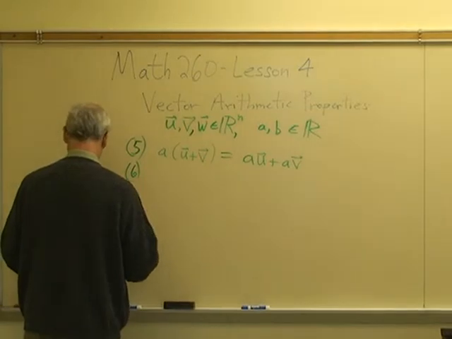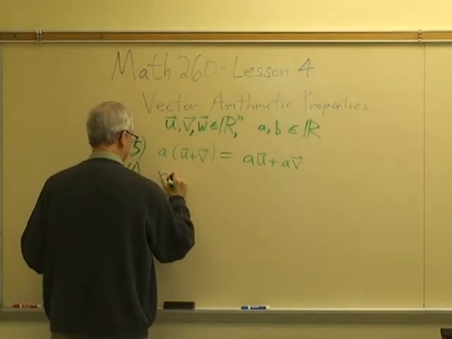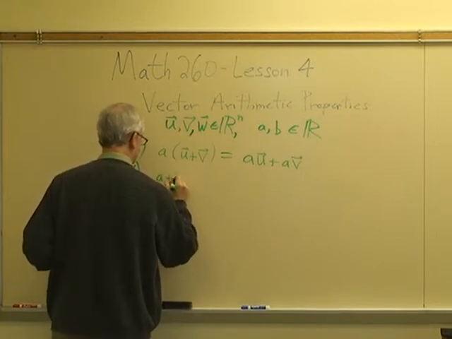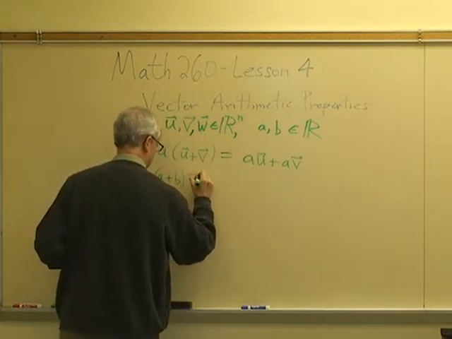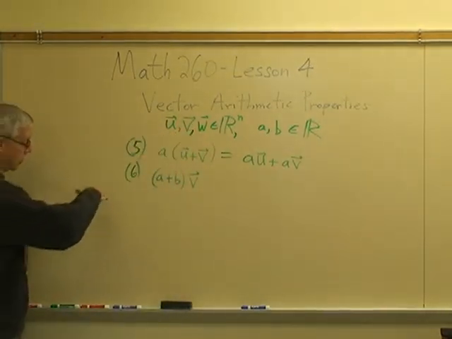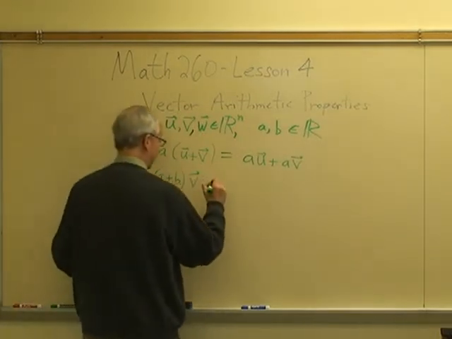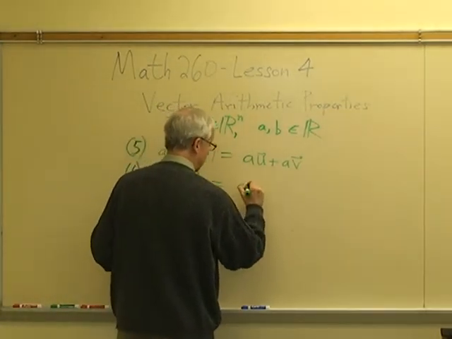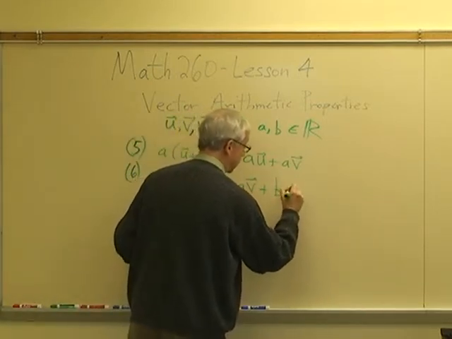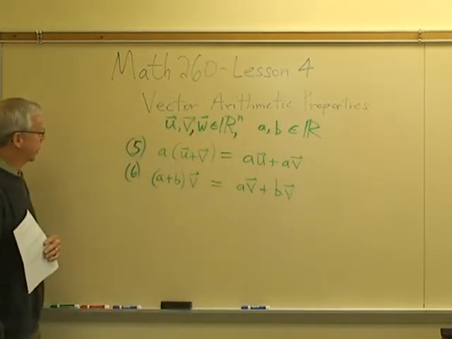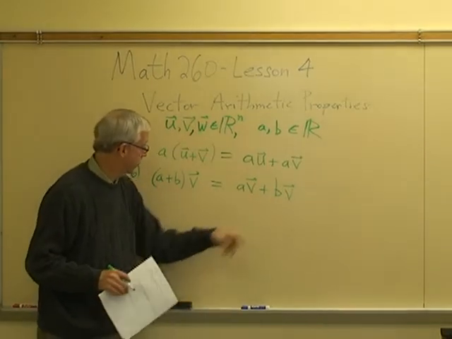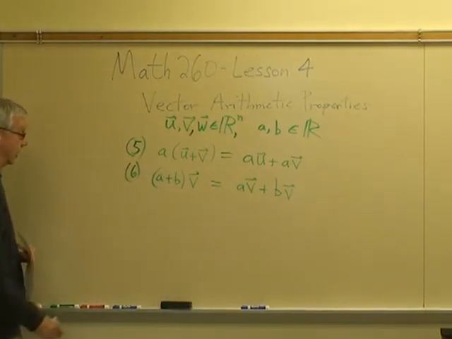Property 6. If I take two scalars, two real numbers, and add them, and then multiply by the vector, that's the same answer as multiplying A times the vector, multiplying B times the vector, and then adding the two vectors as an answer. So here the addition is of real numbers, and here the addition is of vectors. And it's nice that that works out, and it's not hard to prove.